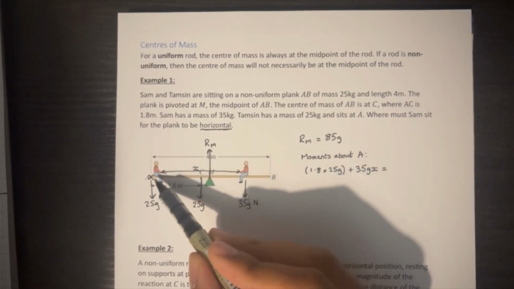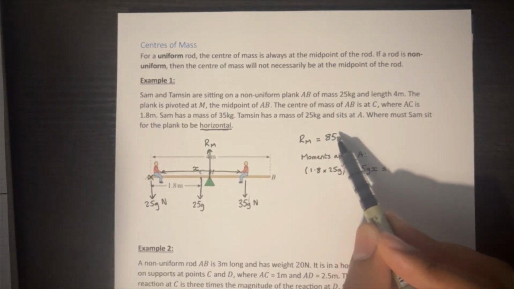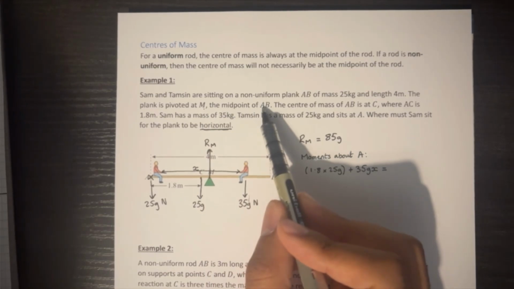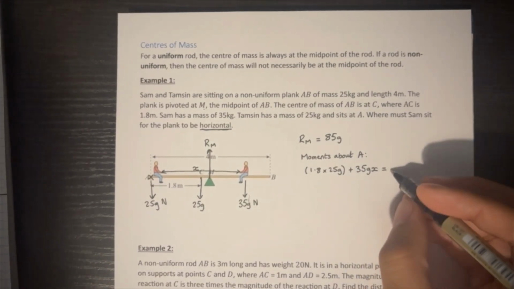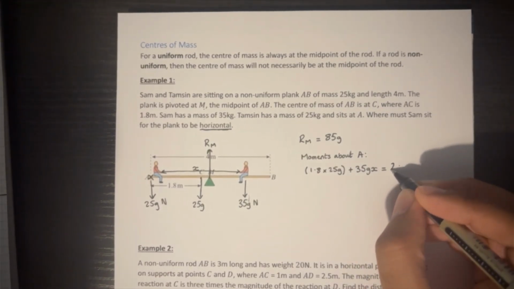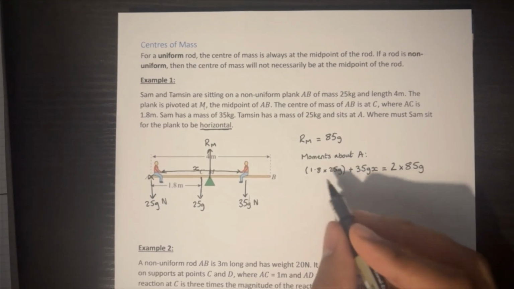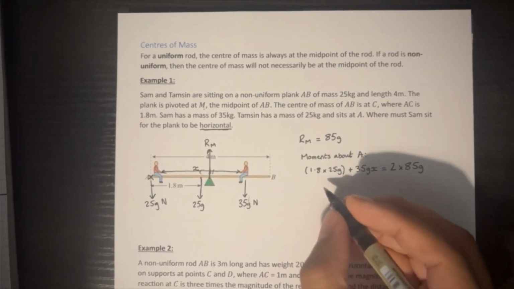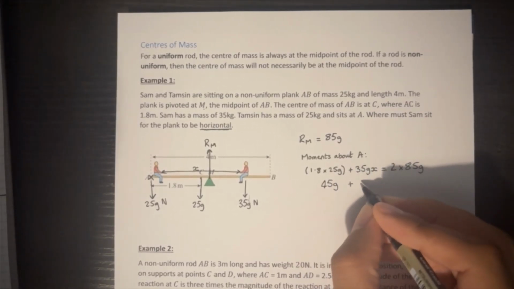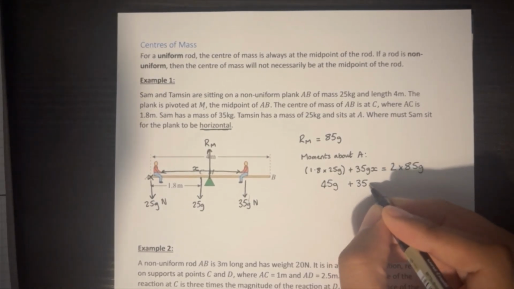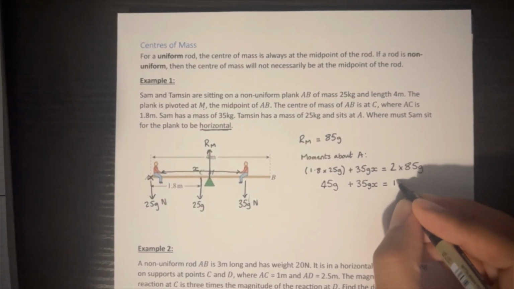In the anti-clockwise direction, we've got the reaction at M, which we worked out to be 85g. Since we were told that M was the midpoint of AB, that distance must be 2 meters since the entire distance was 4. So I've got 2 times 85g. We'll do a little bit of simplifying there. 1.8 times 25g is going to give us 45g, plus 35gx is equal to 2 times 85, which is 170g.